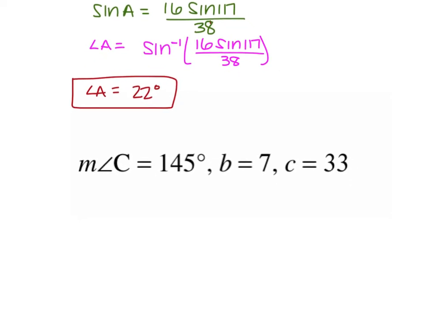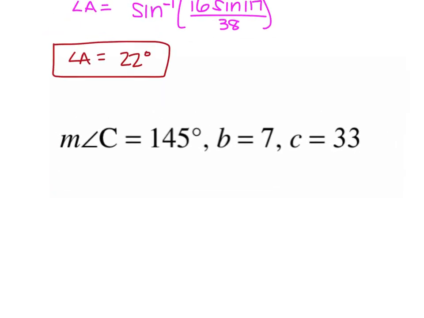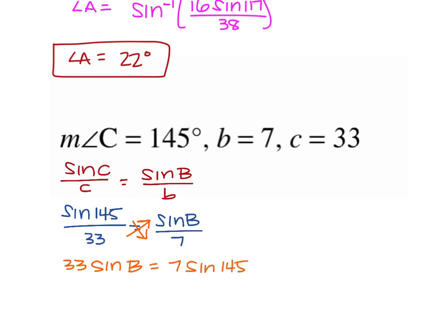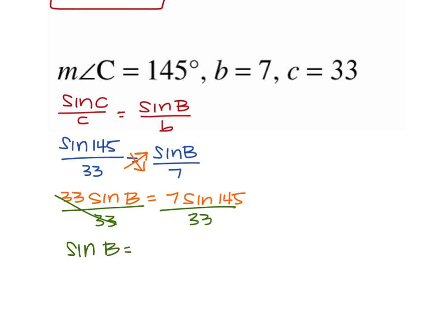So if we look at our last example, we have that the angle measurement for angle C is 145 degrees. Side length B is 7, and side length C is 33. So we're going to be working with sine C over C is equal to sine B over B. Plug our values in. We have sine 145 over 33 is equal to sine B over 7. Cross multiply. We have 33 sine B is equal to 7 sine 145. We'll divide each side by the 33. Then we get sine B is equal to 7 sine 145 over 33.